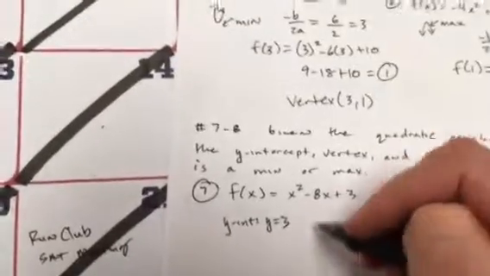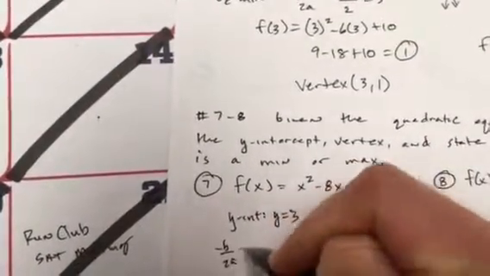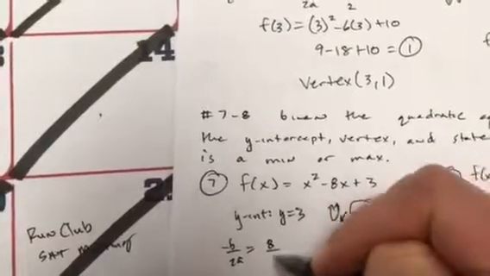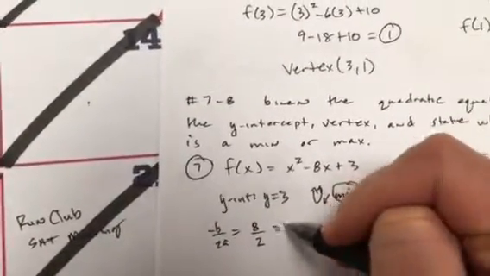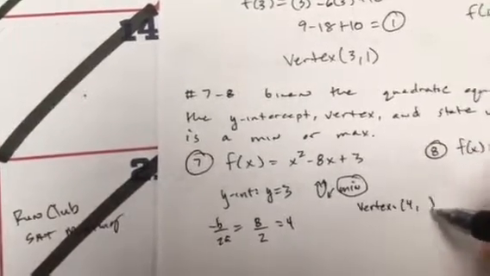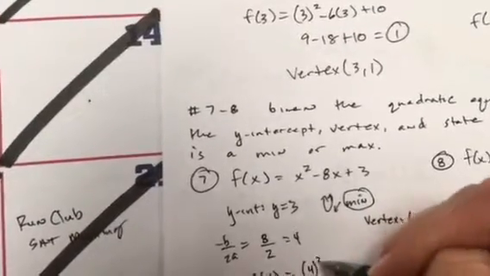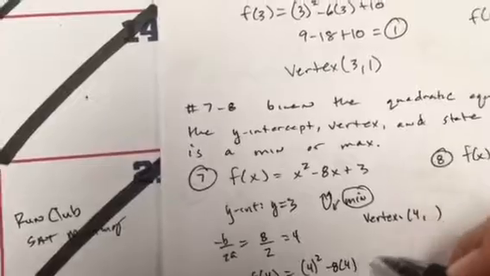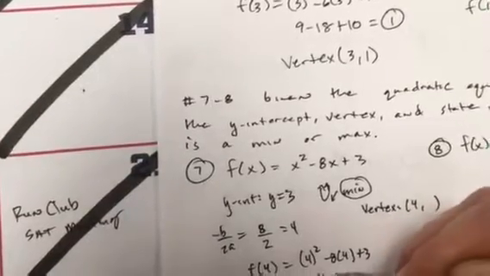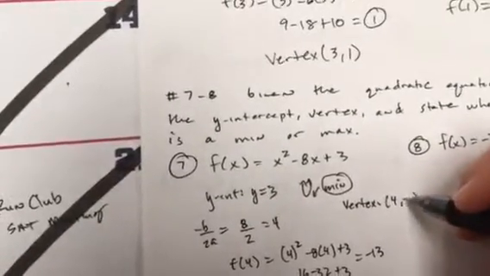Guys, that's a positive 1x squared. It makes a u, so it has a minimum value. The vertex is a minimum. Let's find that vertex. Negative b over 2a is the opposite of negative 8 over 2 times 1. That's 4. So my vertex is going to be 4 comma something. All right, so I'm going to take that 4 and plug it in for x. 4 squared minus 8 times 4 plus 3, that's 16 minus 32 plus 3, that's a negative 13. All right, 4, negative 13 is my vertex.